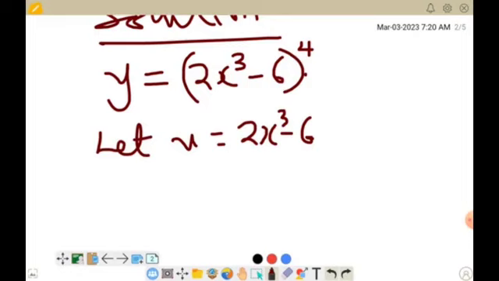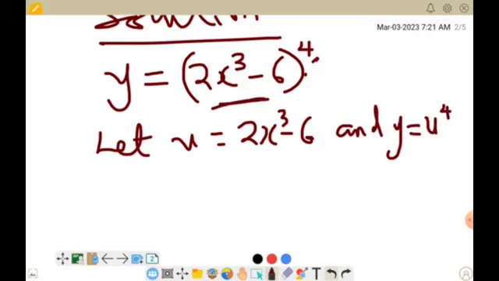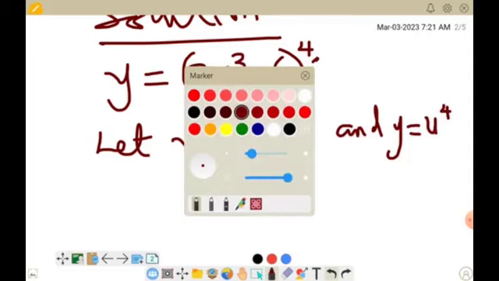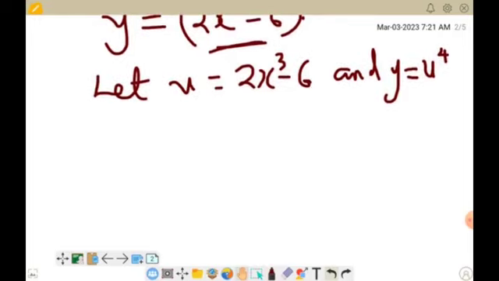Now the next thing to do is to equate y to u. If u equals this expression, then our y will be equal to what? u is equal to everything here, so we have u to the power of 4. I hope you got that. Alright, the next step is to simply differentiate. First, we differentiate this expression with respect to x, and this expression with respect to u.